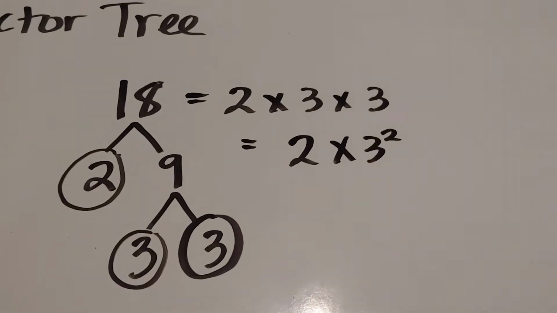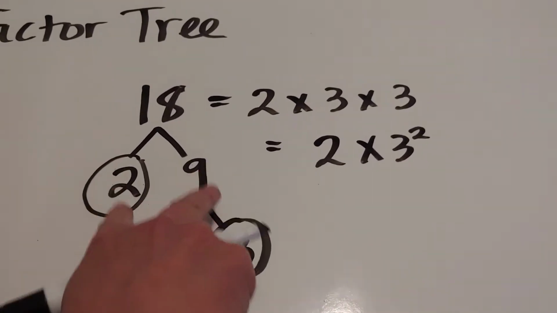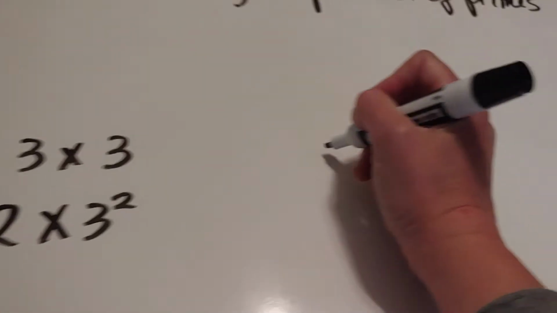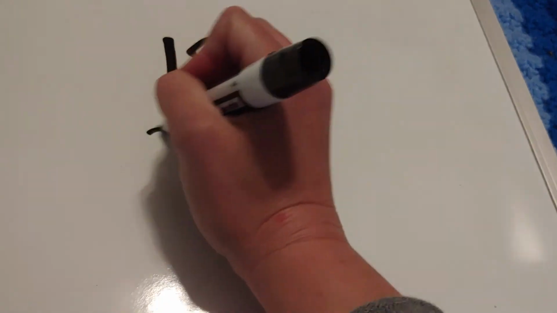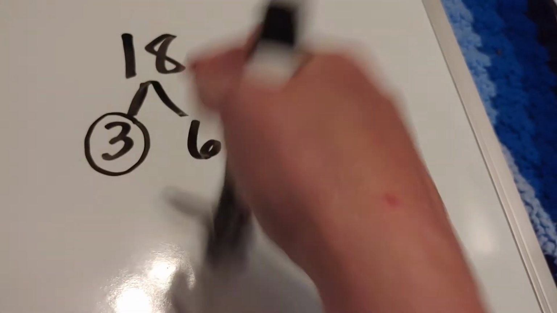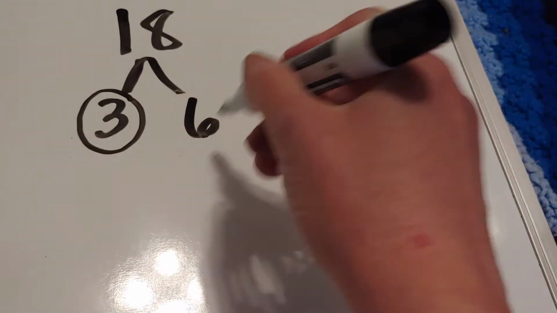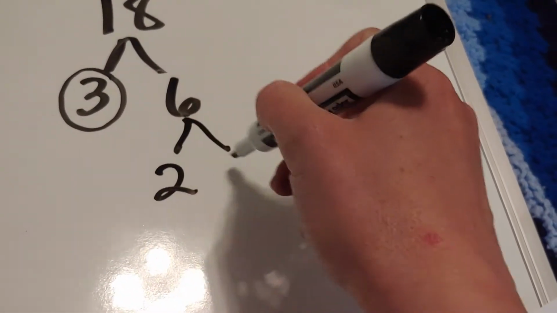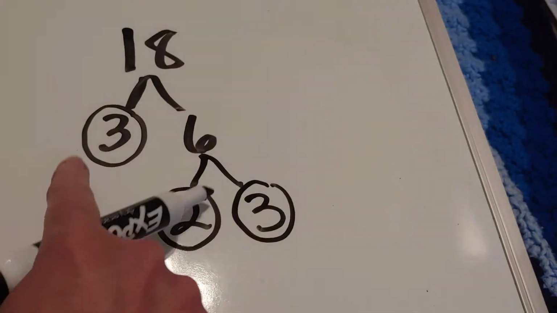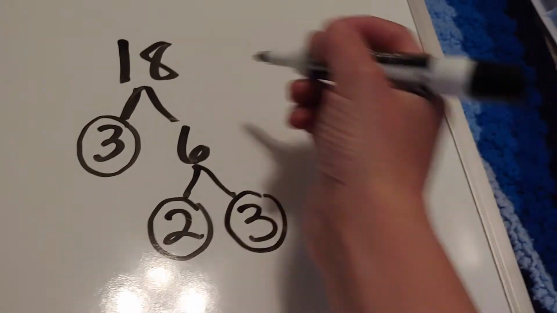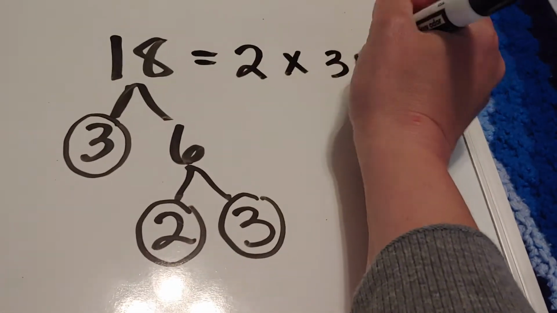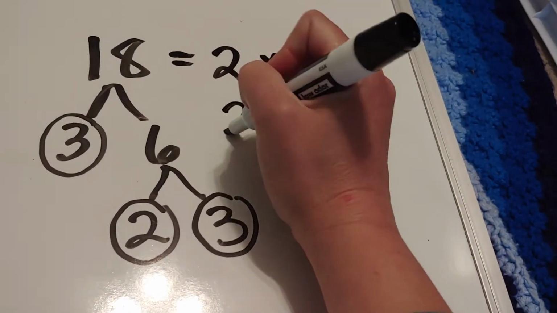Now, the cool thing about a factor tree is that you would get the same answer even if I didn't use 2 and 9. So if I used instead 3 and 6, 3 is circled because it's prime, but 6 is not prime. It is 2 times 3. I'm still getting 2 3s and a 2. They're just in a different order. But if I wrote them from smallest to biggest, I'd get a 2 and 2 3s.